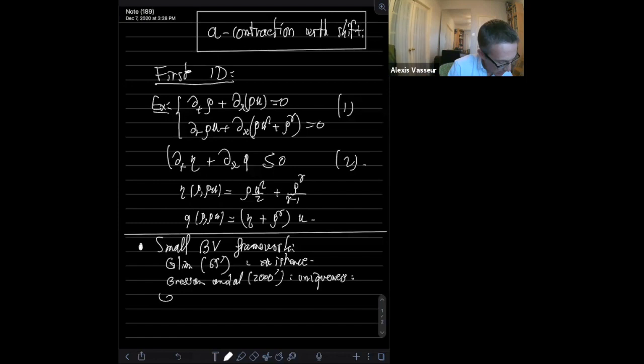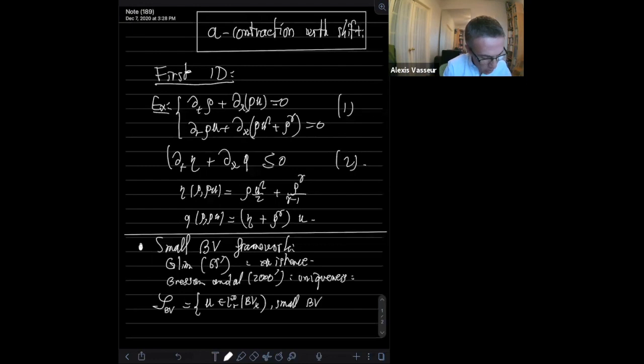Let's write the class, I will call it SBV. This is considering all the u in L infinity in time, BV in x, small BV. It's not really important, but it is interesting for us that at the time, it needed an extra condition that was called the BV condition along space-like curves.